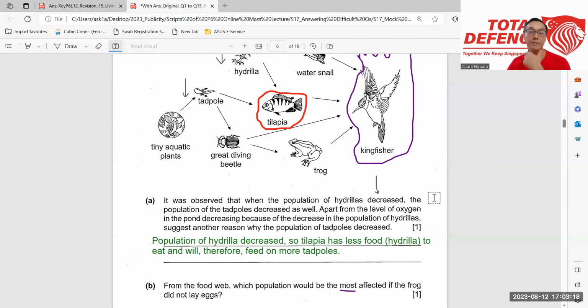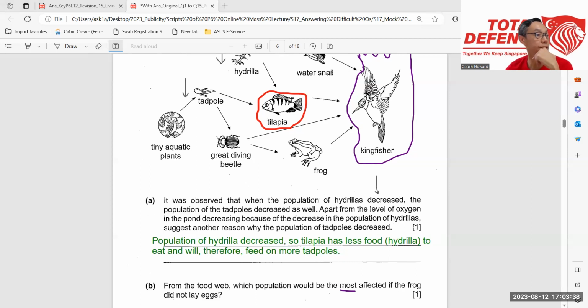Okay, this part is the better one. Okay, you mentioned population of hydrilla decrease. So tilapia has less food, which is the hydrilla, to eat, and will therefore feed on more tadpoles. Okay, this part. Okay, next question.